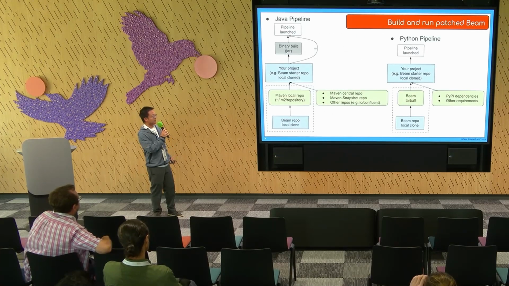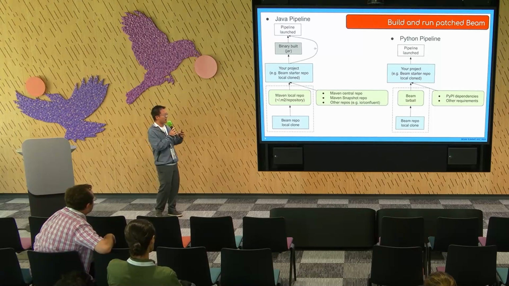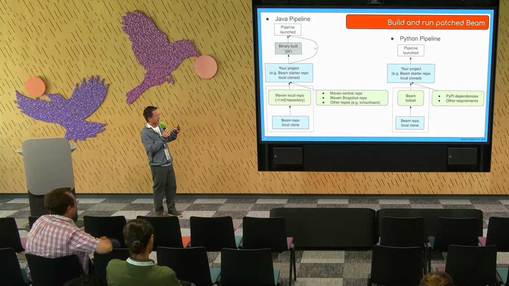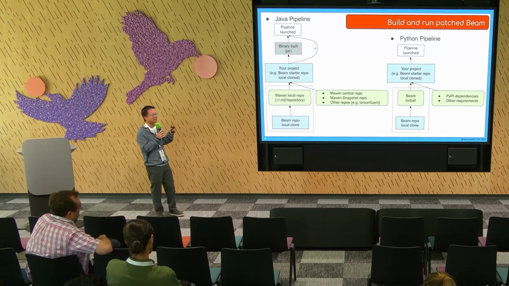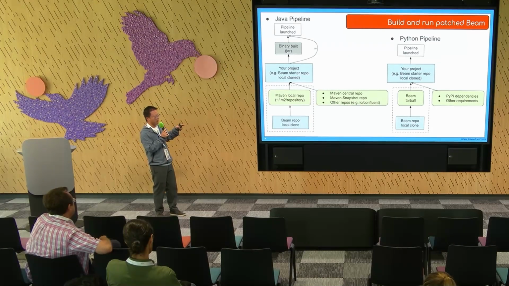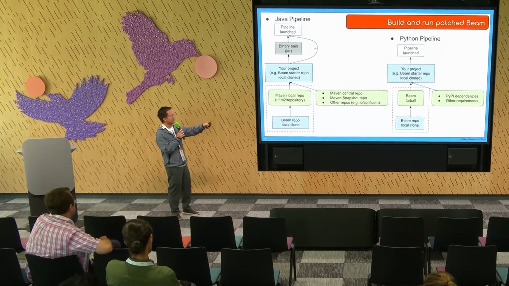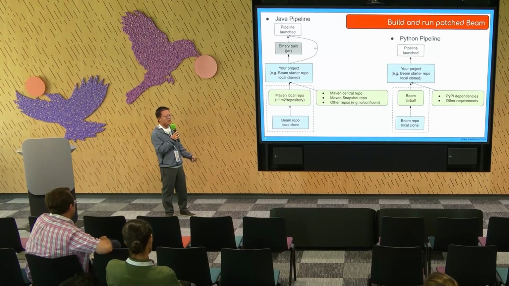All right, and then if you do not ever run Apache Beam and just run a Beam pipeline on top of the released Beam, the good news is that running a patched Beam should need just a minimum change in terms of your workflow. The left-hand side is the workflow to build and run a Java Beam pipeline. The right-hand side is a Python pipeline. It's pretty much similar. It's just that for Java, our dependencies come from the Maven Central repository and other Maven repositories.